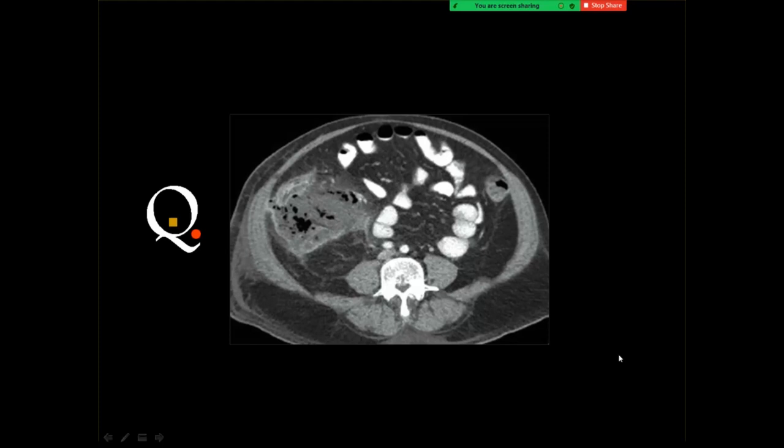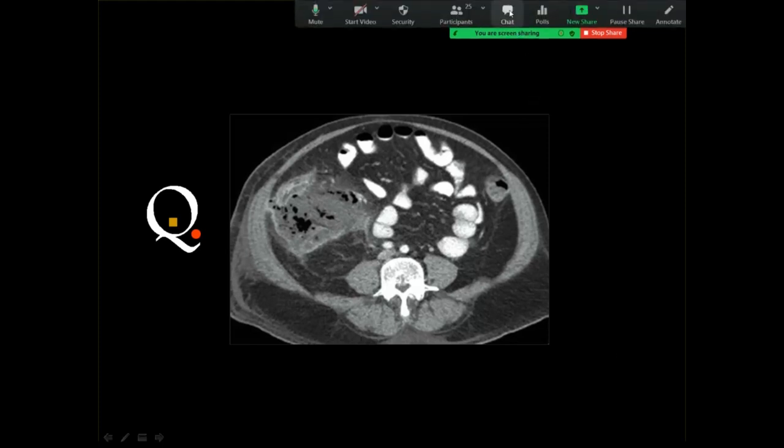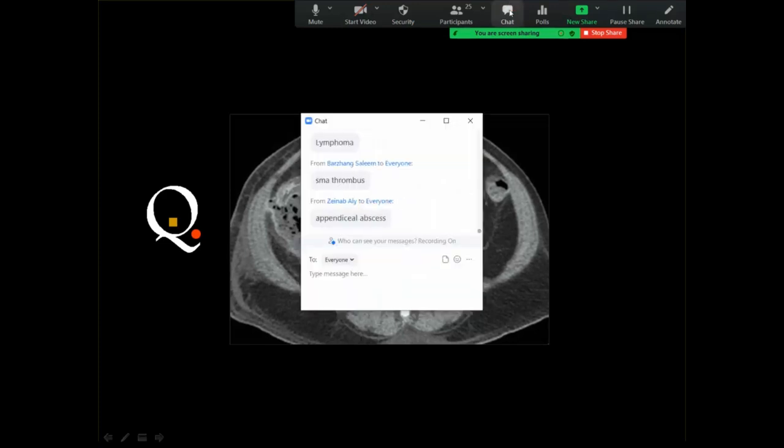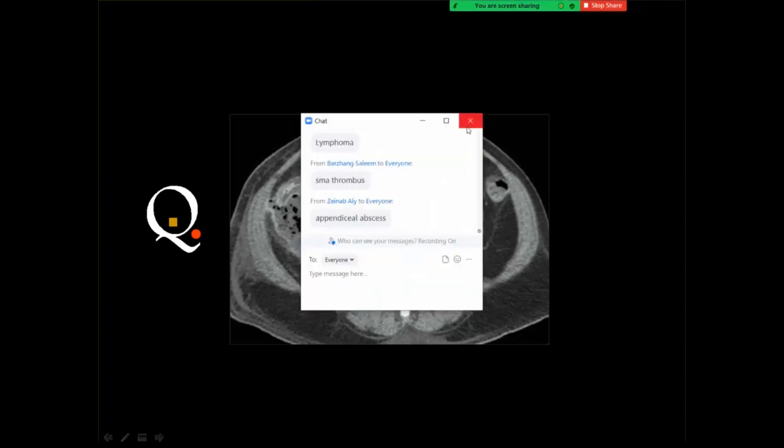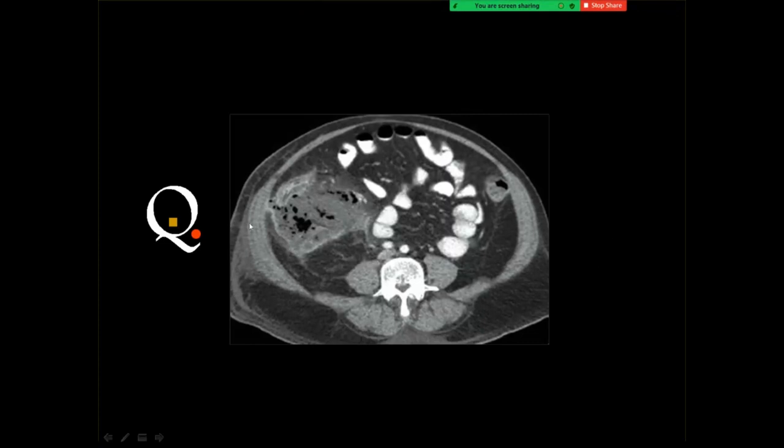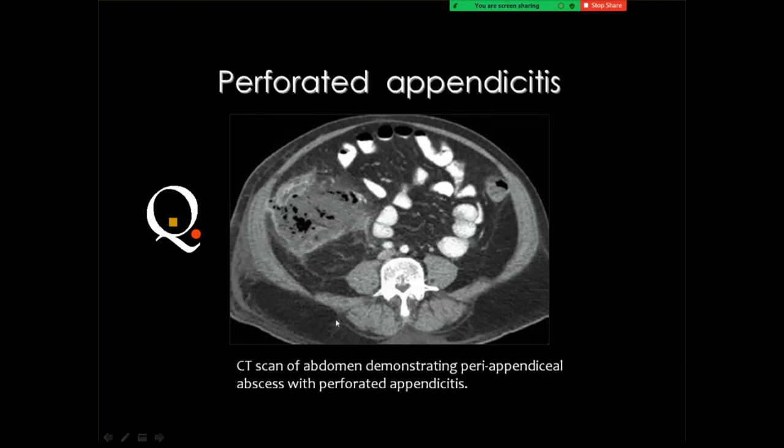What do you think of this? Yes, and you think about the anatomy, and this is the region of the appendix, and you see what looks like an abscess or perforated appendix with periappendiceal inflammatory mass. The answer is right. This is a perforated appendix, and you see some internal air loculi.